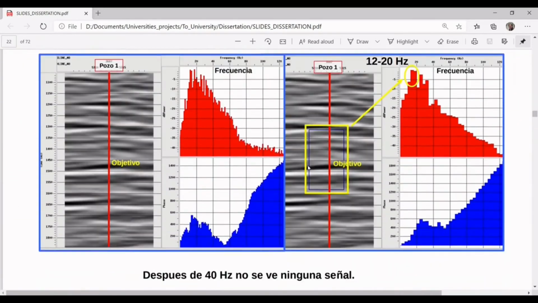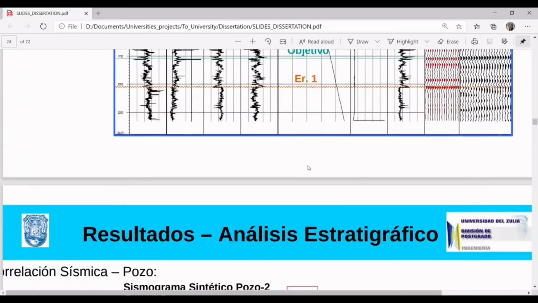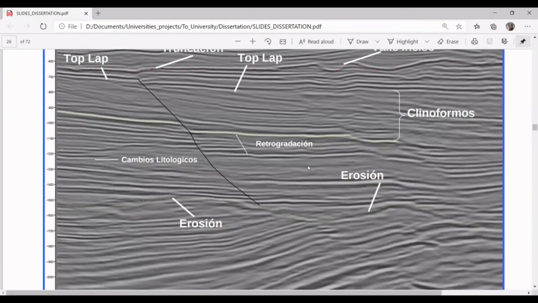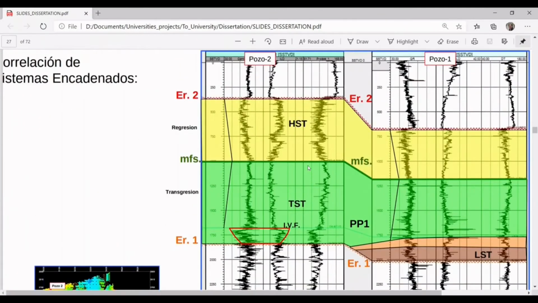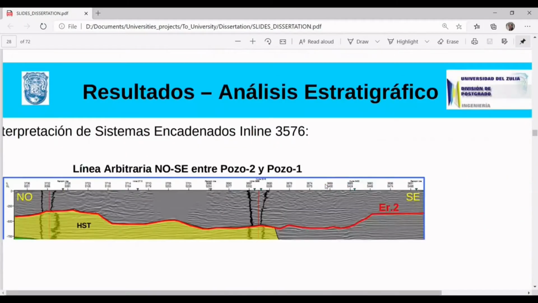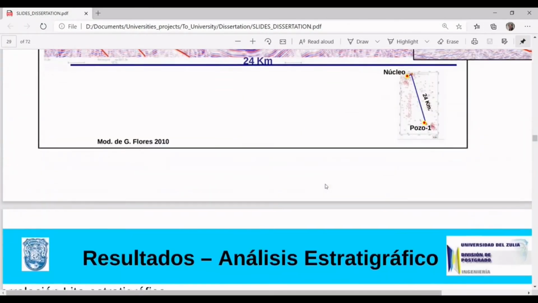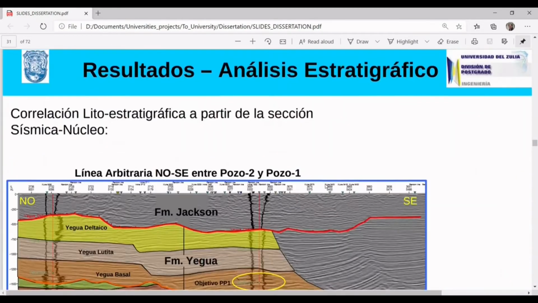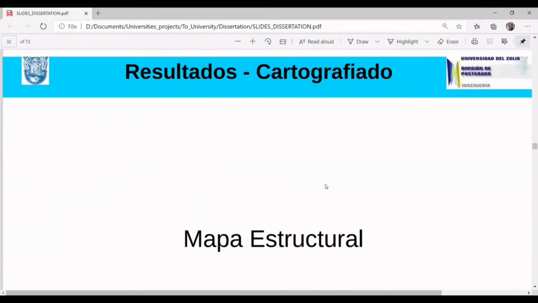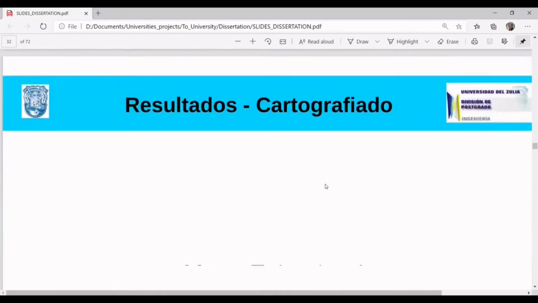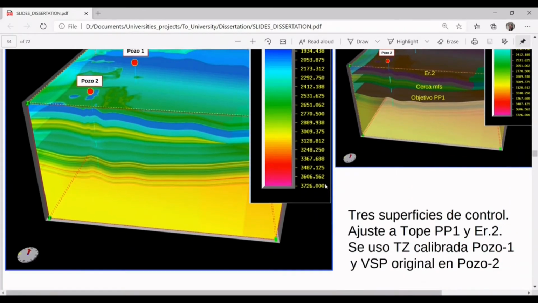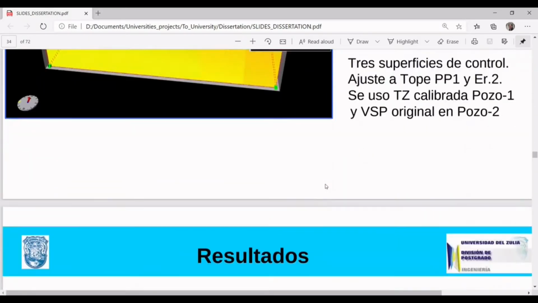I also worked in stratigraphy and sequence stratigraphy. Here I made the synthetics and interpretation for stratigraphy analysis, and then sequence stratigraphy analysis and highstand to lowstand tract identification. I also worked in the lithostratigraphic analysis of different formations and the respective seismic interpretation. Also depth conversion and velocity analysis for time to depth conversion.